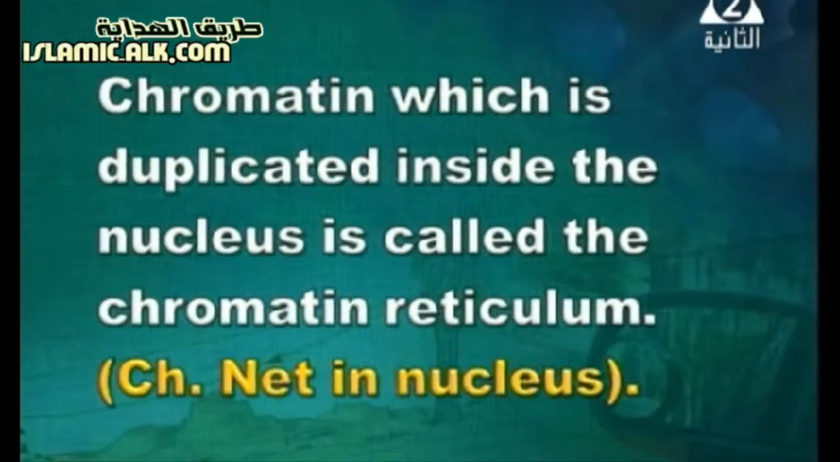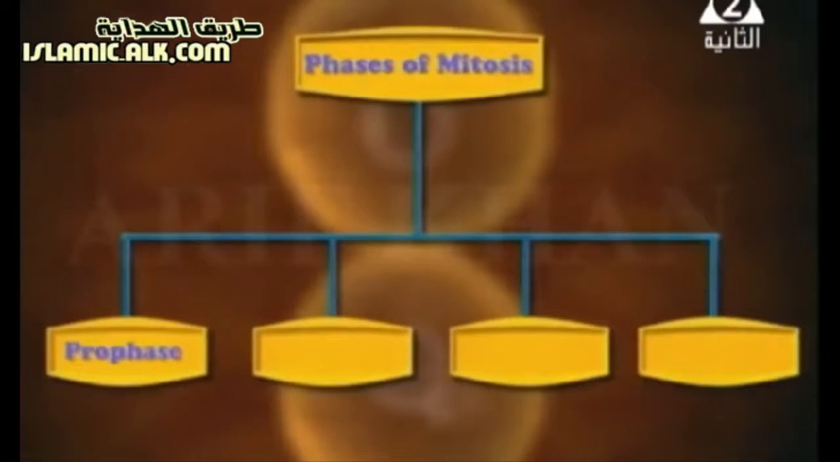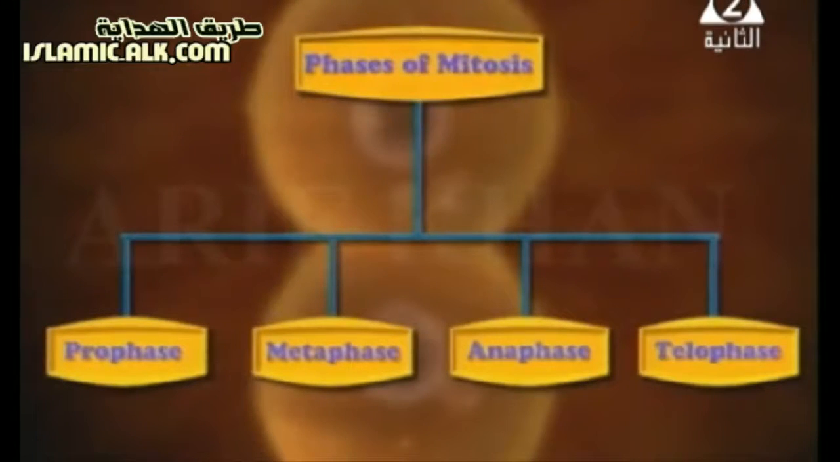Then the cell will pass 4 main stages, which are called phases. Begin with prophase, then metaphase, then anaphase, finally the telophase. Again, after the interphase of the cell begins 4 steps of division, which are prophase, metaphase, anaphase, telophase. We will discuss each stage in detail.